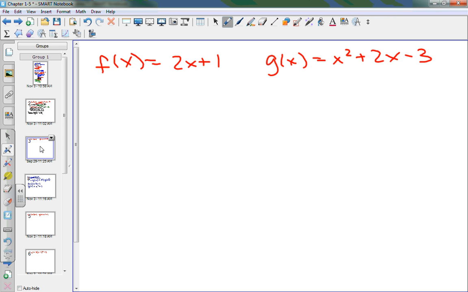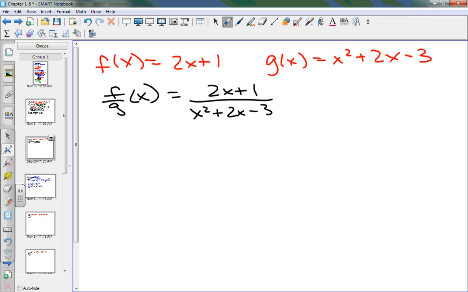Now, moving on. I did f plus g, f minus g, f times g. Now what am I doing? F divided by g. Okay, don't get angry. What's f? 2x plus 1. What is g? X squared plus 2x minus 3.